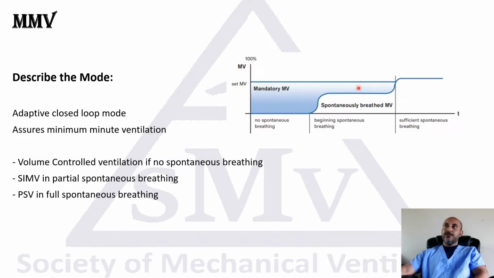But if the patient is all spontaneous and reaching that minimum minute ventilation, all the breaths here will be pressure support. So again, volume controlled ventilation if no spontaneous breathing, SIMV if there's partial spontaneous breathing, and full pressure support in a fully spontaneous breathing patient.